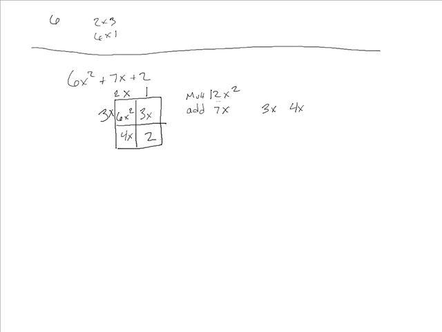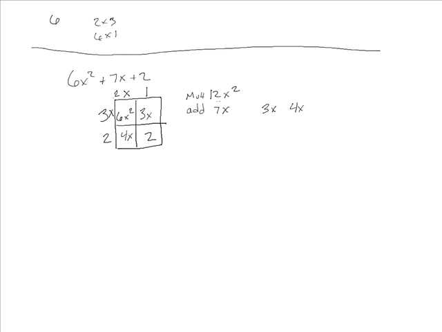Let's look at this bottom row. 4x and 2. Again, there's only an x in this term, so we can't pull an x out of both. Now we need to look at the numbers. We've got 4 and 2. Both of these are evenly divisible by 2, so 2 is my greatest common factor for that row. Now all I have to do is write down my two binomials.